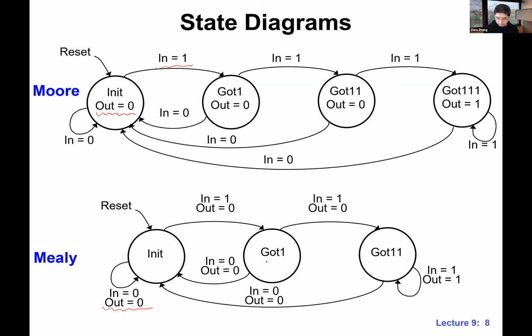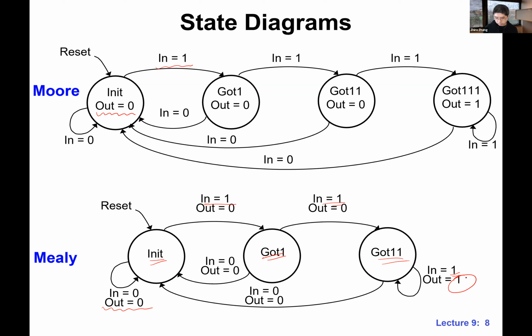If you look at any given state, let's say you look at got1... sorry, let me start with the init state, in order not to confuse you. We start with the init state. We get 1, we go to got1. If we get another 1, that's where we go to got11. And then if we get 1 more, that's where we output 1.